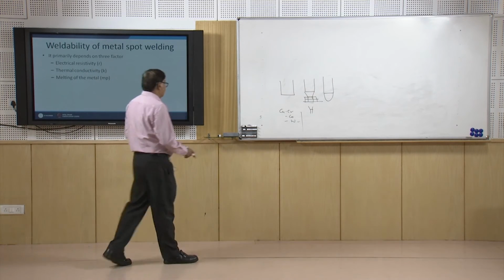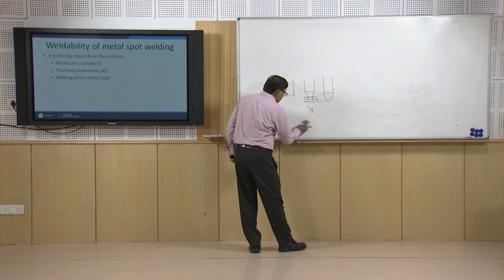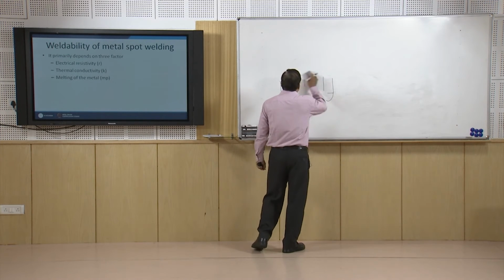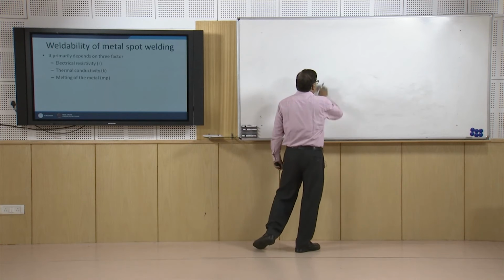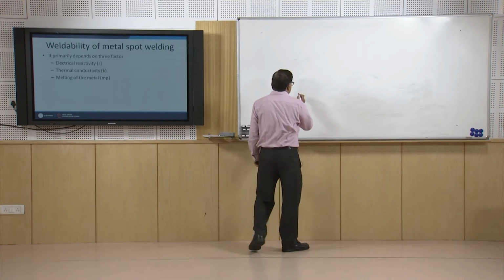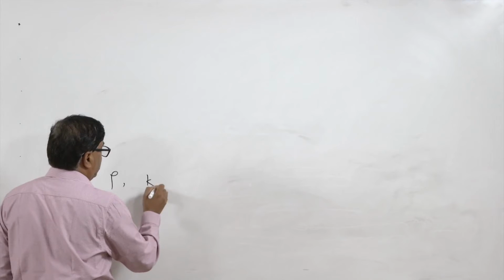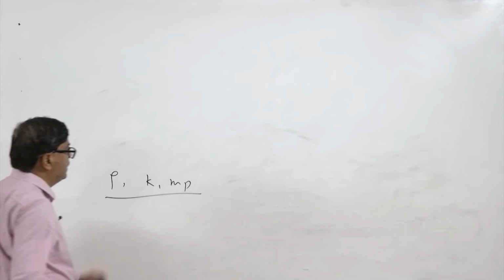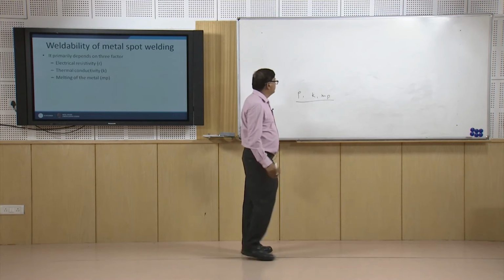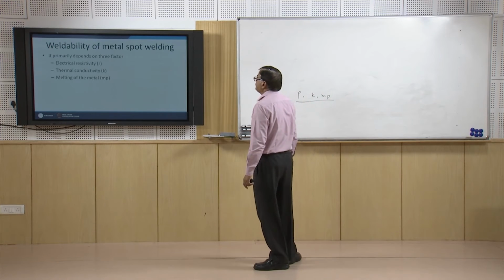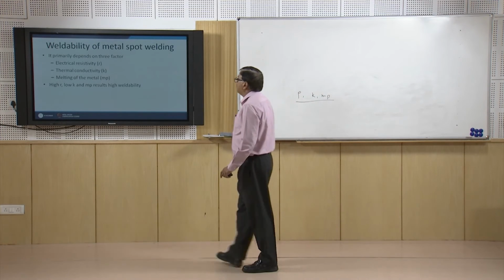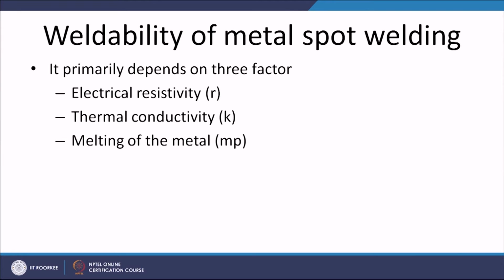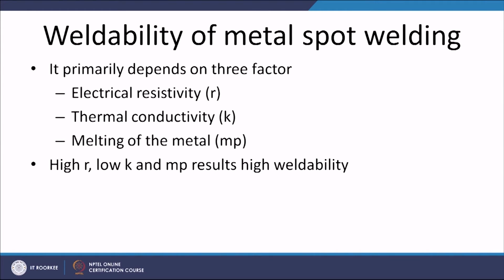Now, it is very important to see how the ease of welding by spot welding can be assessed and checked. For this purpose, normally there are three parameters: the electrical resistivity, thermal conductivity, and melting point of the metal. These three parameters significantly affect the ease of welding, and here you will see that high electrical resistivity, low thermal conductivity, and low melting point are always desirable. So that a given amount of heat will melt the metal at the interface at a faster rate.